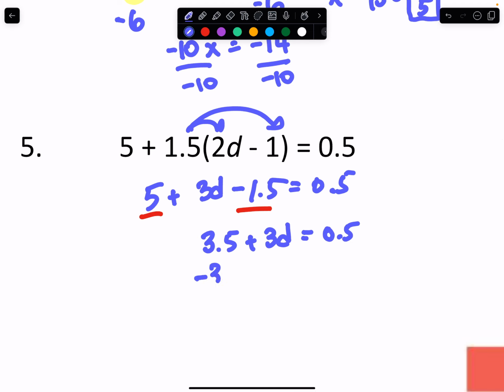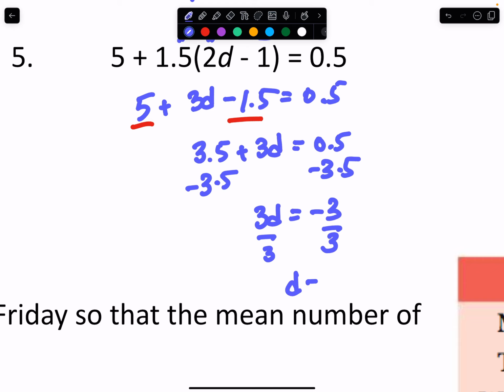I'm going to subtract 3.5 from both sides. So now I get 3d is equal to negative 3. Divide by 3, divide by 3. My final answer is d is equal to negative 1.